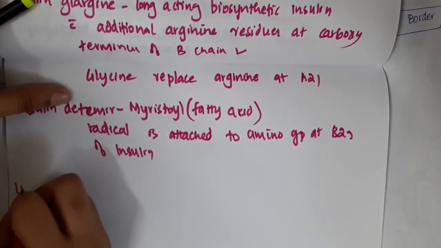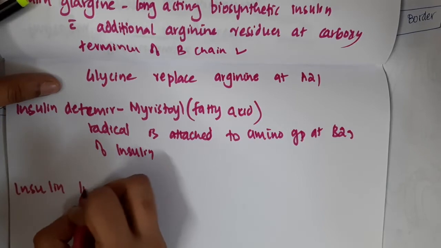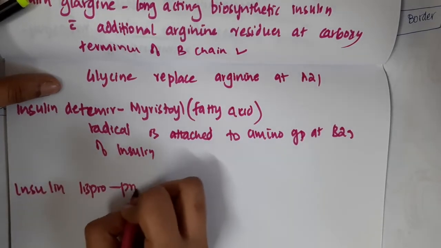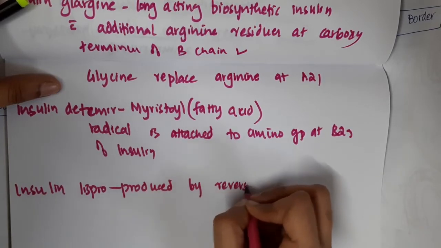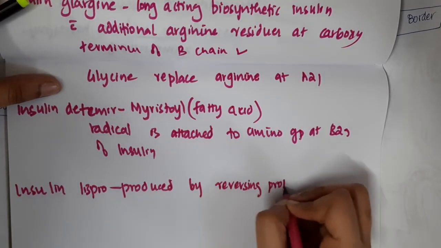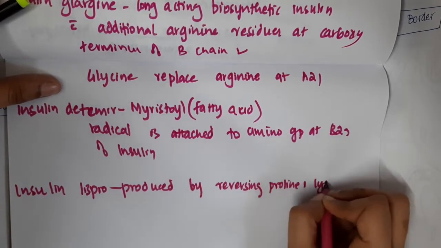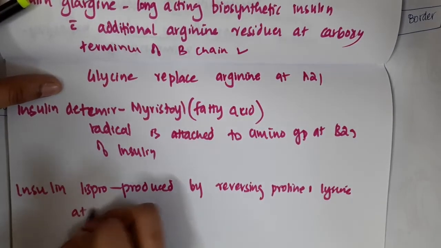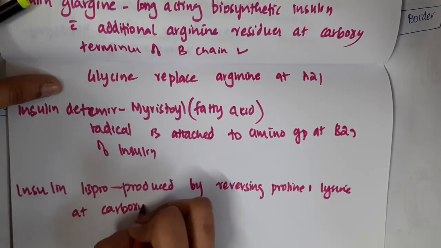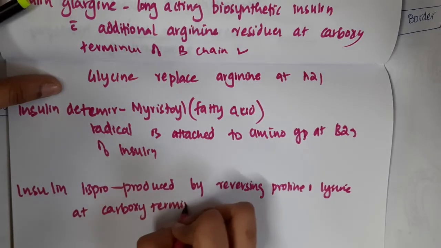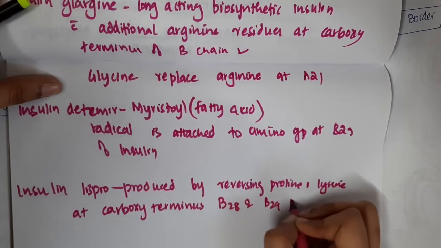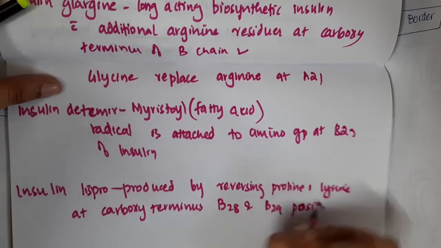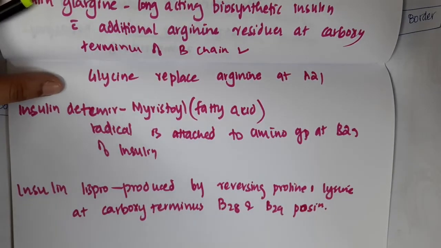Whereas insulin lispro is produced by reversing proline and lysine at the carboxy terminus, B28 and B29 positions. So this is about insulin.